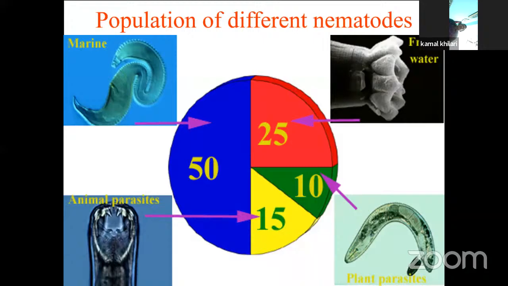Nematodes can be classified into 4 categories. Of the total population, about 50% remain in water, in marine or sea water, and 25% are in fresh water. 15% of nematodes are animal parasitic. They may parasitize human beings, animals, or birds. And out of the total nematodes, only 10% are of agricultural importance. They are plant parasitic nematodes.